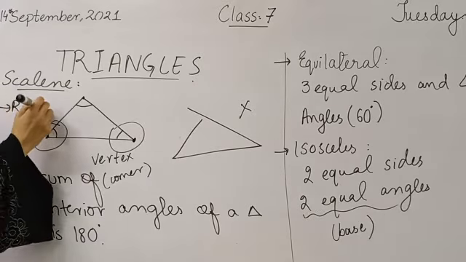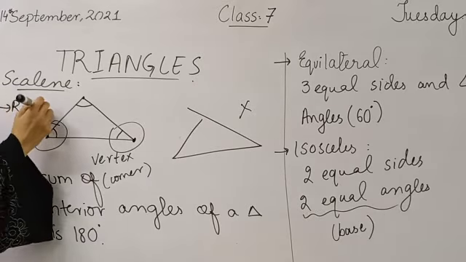Second is the obtuse angle triangle. A triangle having only one obtuse angle, that type of triangle is called an obtuse angled triangle. The third one is the acute angle triangle. A triangle having three acute angles, that type of triangle is called an acute angle triangle. Okay?